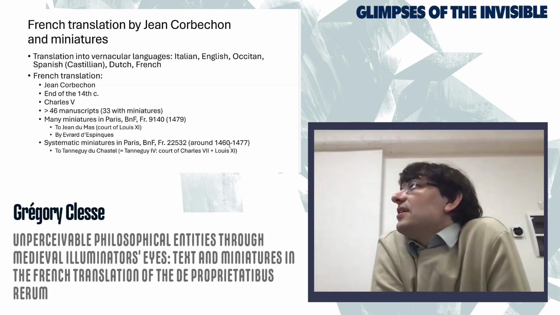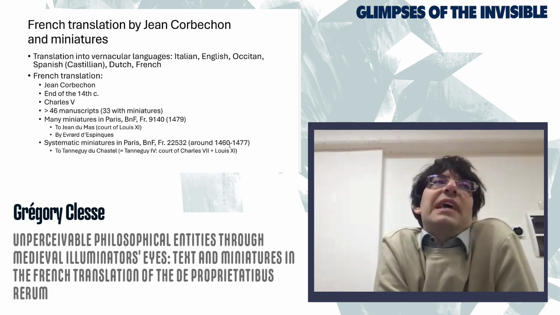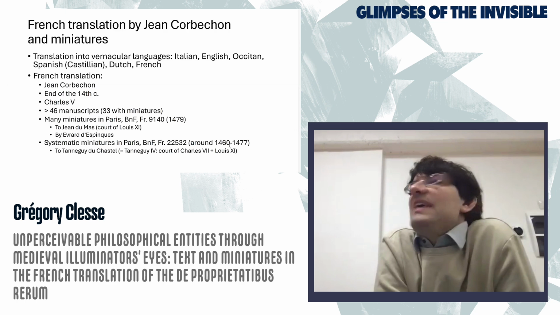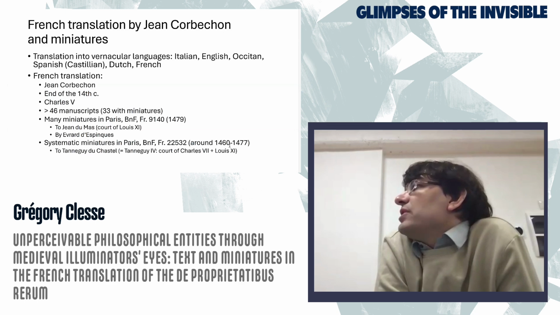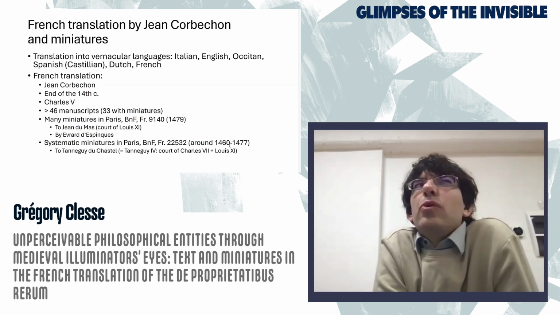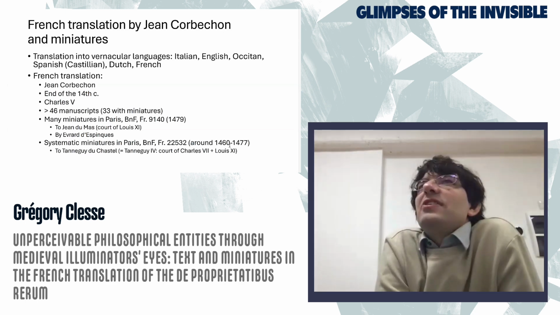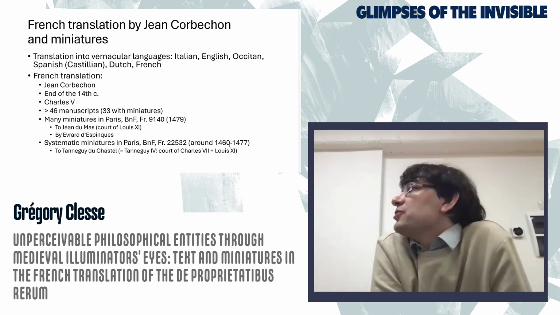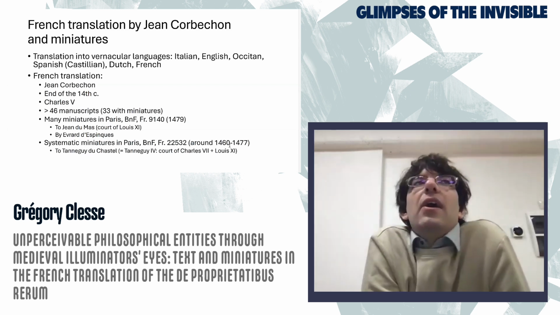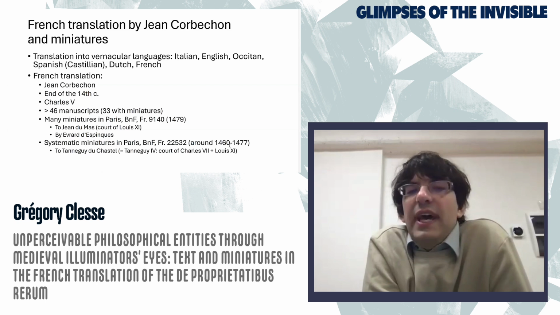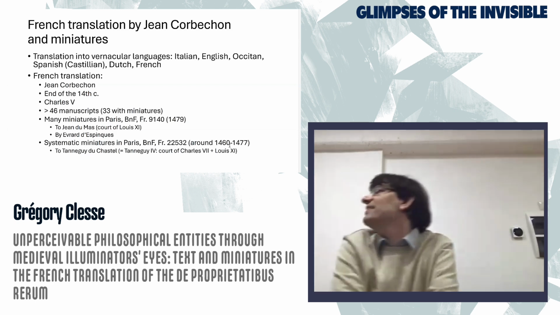And then this book was very successful in the Middle Ages, also in vernacular languages, because it was translated. Of course, we have a bit fewer manuscripts, but from the 14th century even, we have different languages concerned: Italian, Anglo-Norman, I don't know how we say that in English, Occitan, Castilian translation, Dutch, and of course the French translation by a certain Jean Corbechon at the end of the 14th century at the court of King Charles V. And we have at least 46 manuscripts of the text in the French translation.